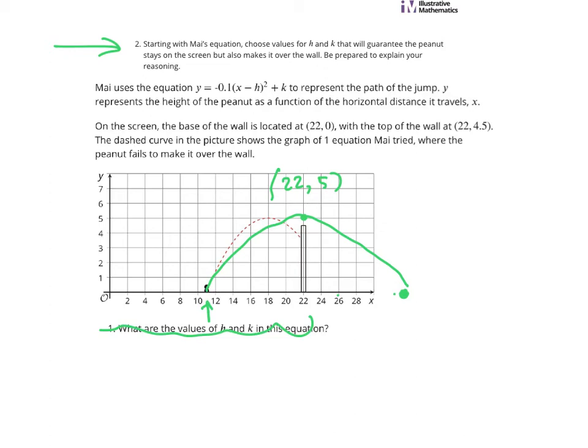So choose values for h and k that will guarantee the peanut stays on the screen and makes it over the wall. Yeah, I think we're done. y equals negative 0.1, x minus 22 squared plus 5. So that definitely works, but we could also change the value for k to make it go higher, right?